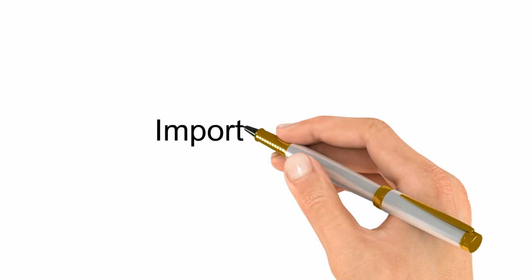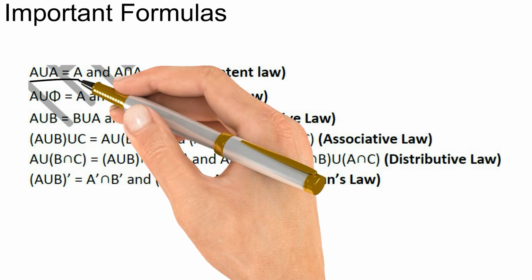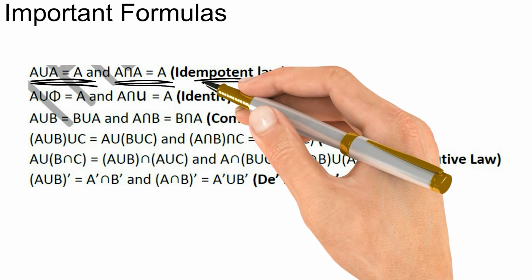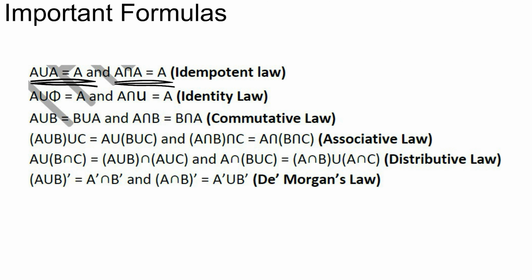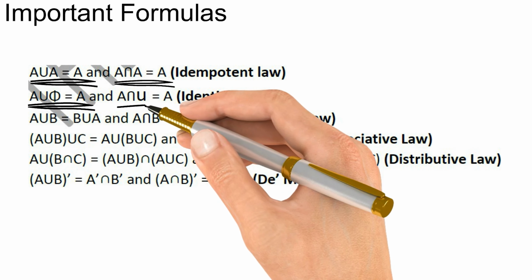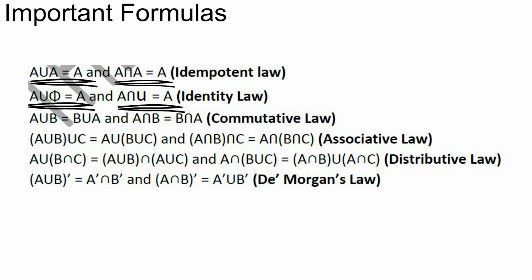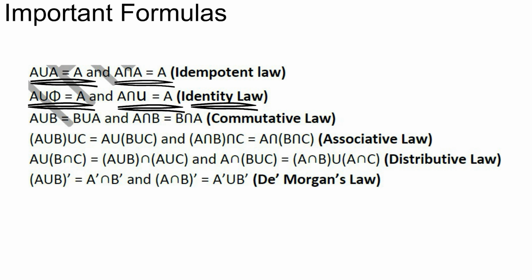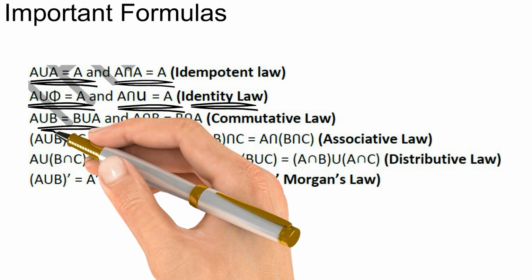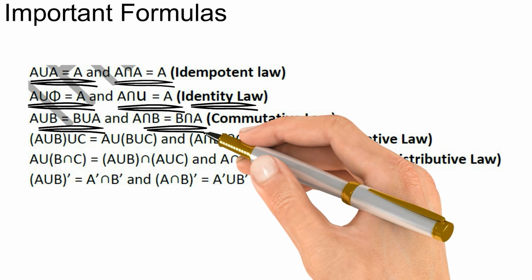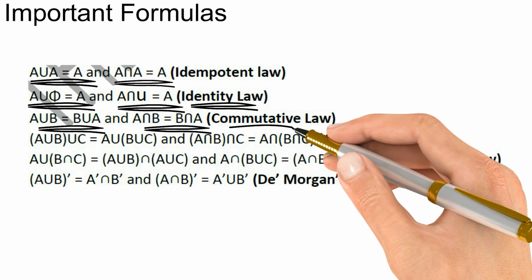Now let's talk about some important formulas of sets. A union A equals A and A intersection A equals A. This law is also known as the idempotent law. Next is A union phi equals A and A intersection universal set equals A. This is called the identity law. Next is A union B equals B union A and A intersection B equals B intersection A. This law is known as the commutative law.